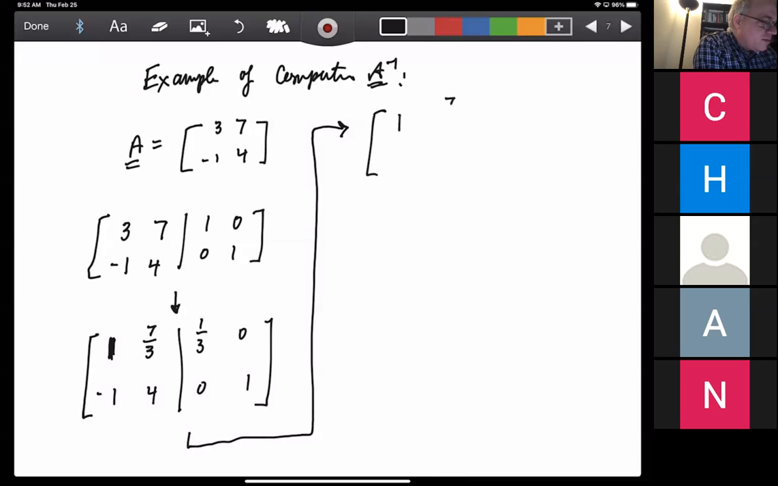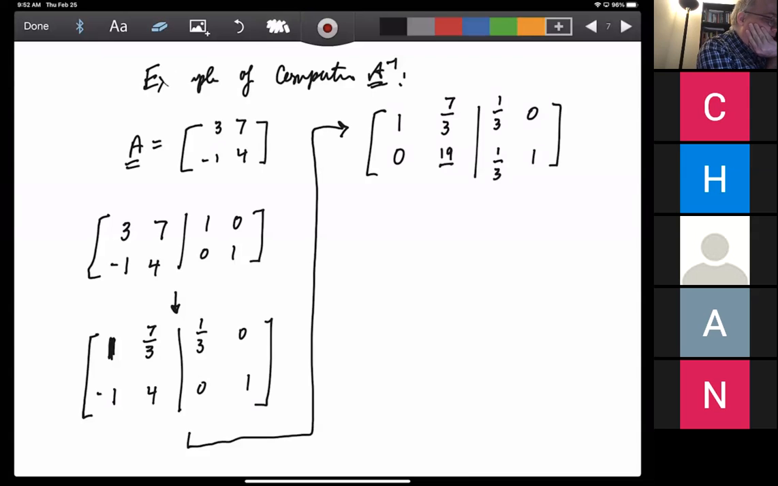Row 1 stays the way it is. We're going to replace row 2 by row 2 plus row 1. So 1 minus 1 is 0. 4 plus 7/3. 1/3 plus 0 is just 1/3. 0 plus 1 is 1. And 4 is the same as 12 over 3. 12 plus 7 is 19. So hopefully I did my arithmetic correctly there. Does everyone agree with that step?